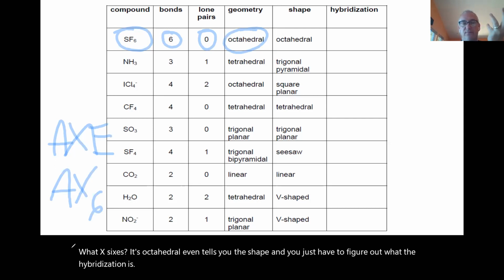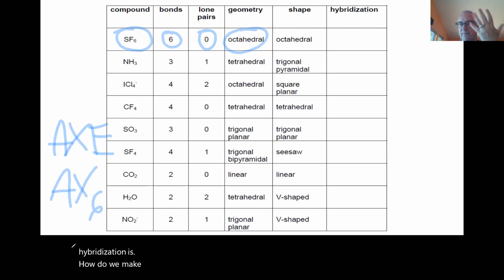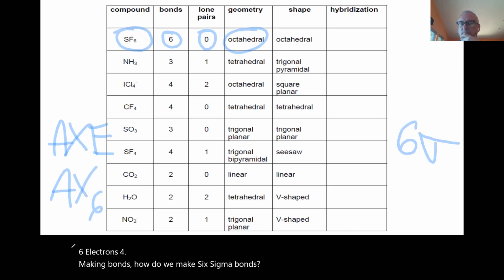How do we make 6? Well, let's just answer the question. How would we make 6 electrons for making bonds? How do we make 6 sigma bonds? And how does sulfur do that? I thought our limit was 4. Or double. Isn't sulfur greater in the group number as it's going down?